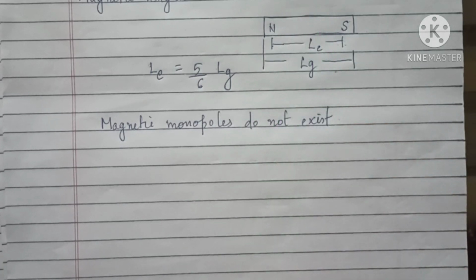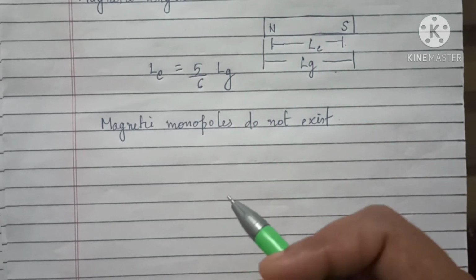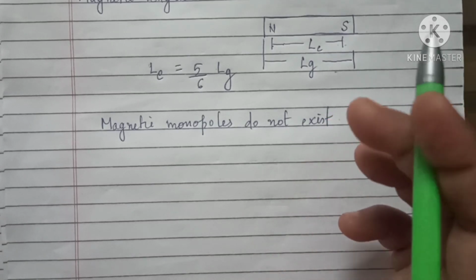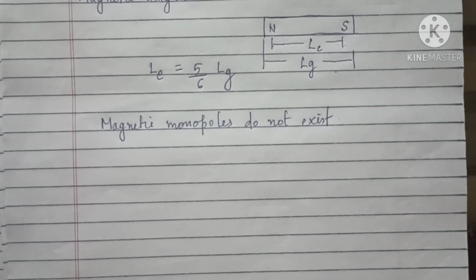Unlike electric charges, isolated magnetic north and south poles are known as magnetic monopoles, and they do not exist. Always they exist as a magnetic dipole. A magnetic dipole is an arrangement of two magnetic poles of equal and opposite strength. That we will come to later.